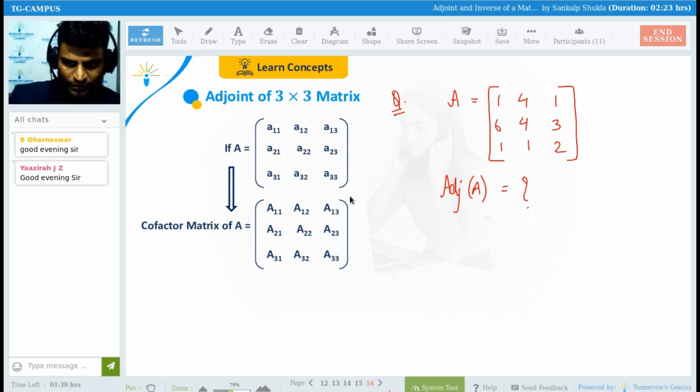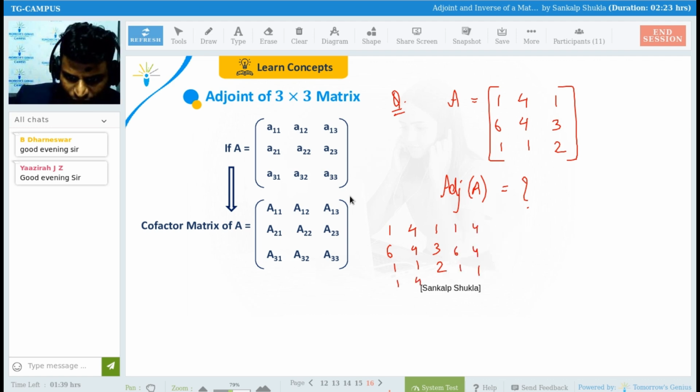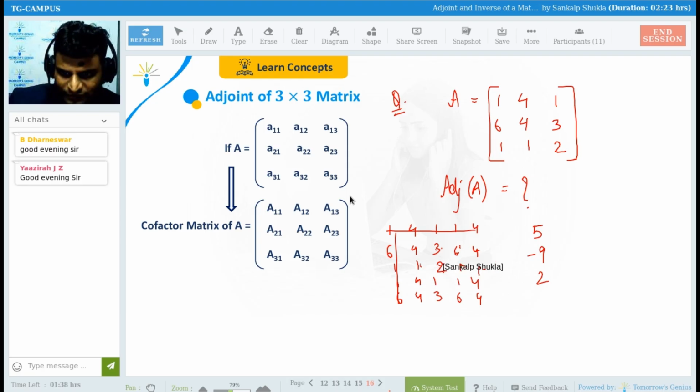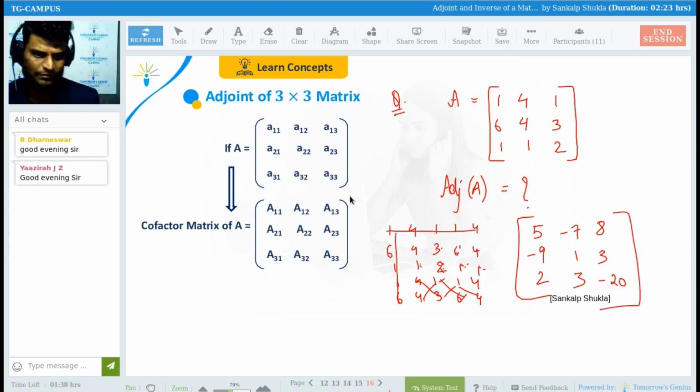Okay, I'll be doing this with you. So 1, 4, 1, 6, 4, 3, 1, 1, 2. I'll write 1, 6, 1 and 4, 4, 1, and I'll write 1, 4, 1, 1, 4 and 6, 4, 3, 6, 4. Now I'll cancel this. So 4 2 is 8, 8 minus 3 is 5. So I'll write over here 3 minus 12, minus 9. 6 minus 4, 2. 1 minus 8, minus 7. 2 minus 1, 1. 4 minus 1, 3. 12 minus 4, 8. 6 minus 3 is 3. And 4 minus 24 is minus 20. This is the answer. Yes, okay. Fine. So just note this.